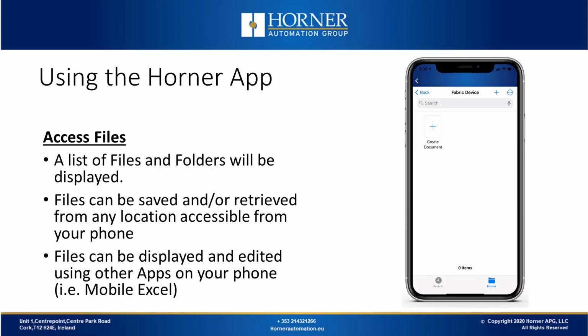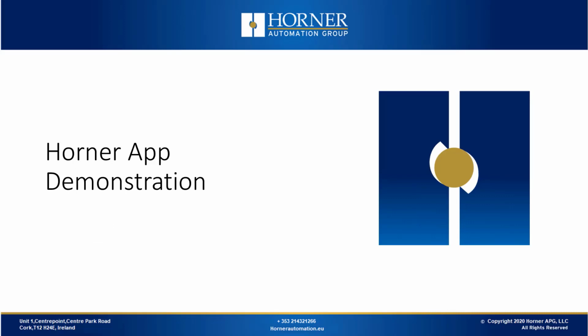Once you've selected Fabric Device, you have the ability to see all of the files that are located on the microSD card on the OCS that you are accessing. You can navigate from folder to folder, select files, and retrieve them. You can copy files to the memory card from your phone and vice versa. Files can be edited, displayed, and shared using other apps on your phone, such as Excel, OneDrive, and Dropbox. Now, here is a short video demonstration of the app in action.